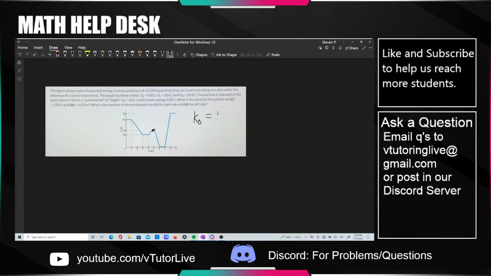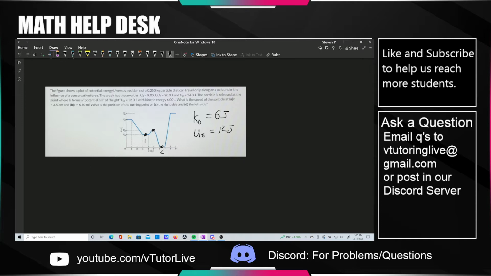I think the problem just uses like 12 joules here. Oh, excuse me. The initial kinetic energy is 6 joules, and the initial potential energy is 12 joules. So that's going to be at point B, I think. And the idea is they're asking about the speed of the particle at this point and at this point in these sort of like little wells. And okay, so let's call maybe this point point one and this point point two.